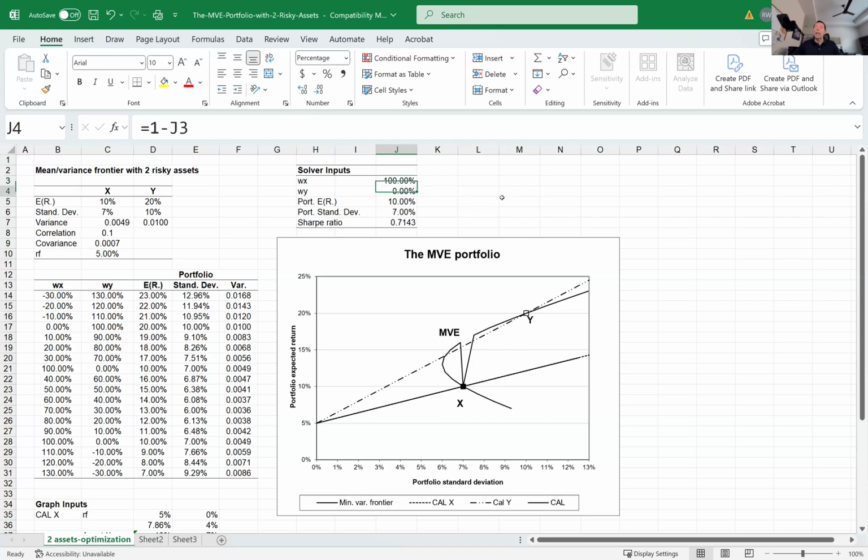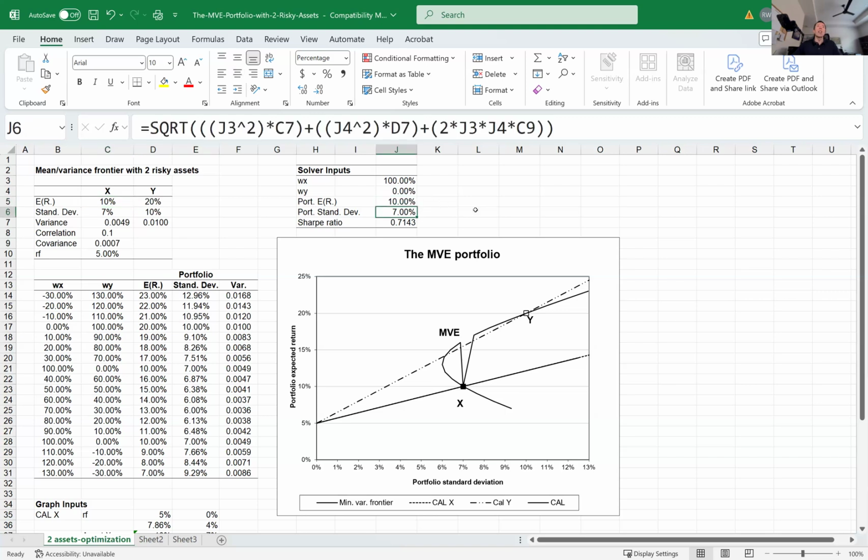The weight on Y is 1 minus the weight on X, right? So our money has to be split between X and Y. If I've got all my money in X, there's no money in Y. Now, what's the expected return on the portfolio? Again, that is going to be the expected return on X times the weight on X plus the expected return on Y times the weight on Y, which, if I've got all my money in X, is 10% because that is the expected return on X over there.